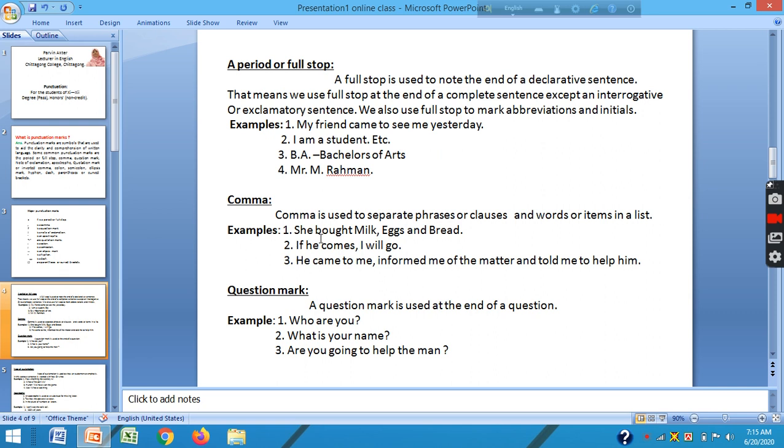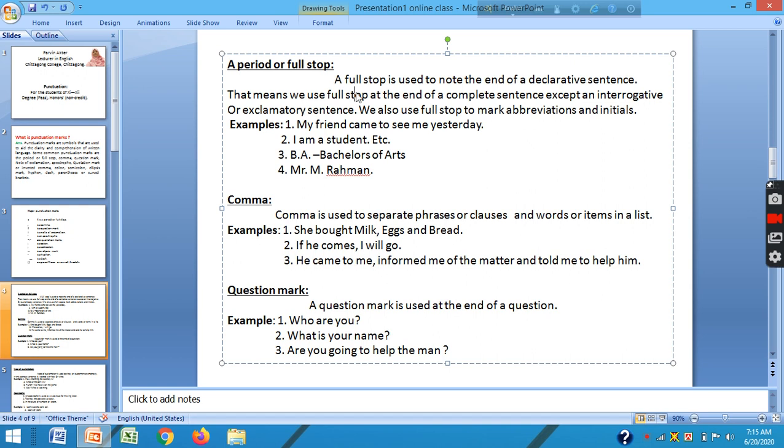Now, dear student, let us learn punctuation marks one by one and see the use of all punctuation marks. A full stop or a period. A full stop is used to note the end of a declarative sentence.